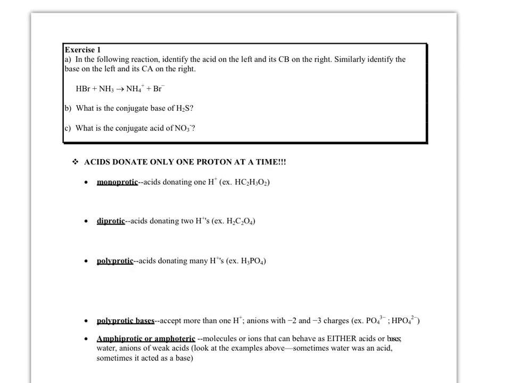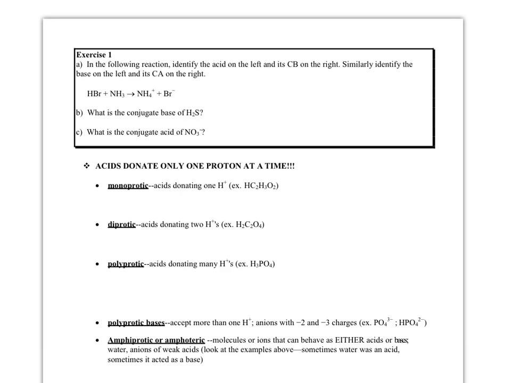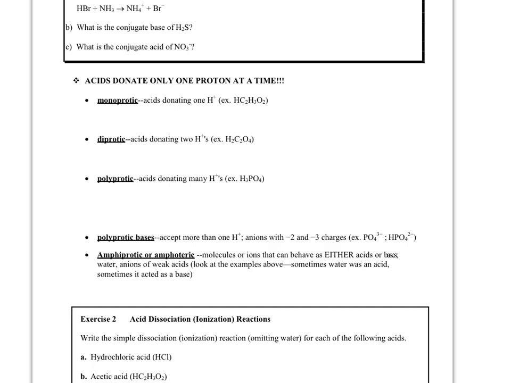All right, so in this exercise, 1, I want you to identify the acid on the left and its conjugate base on the right, and then identify the base on the left and its conjugate acid on the right. So you're just basically doing the same thing we just did, right, and telling me. And then in B, what's the conjugate base of H2S? And then C, what is the conjugate acid of NO3 minus? So you need to do these and submit these in your notes so that I can see that they're done, okay?